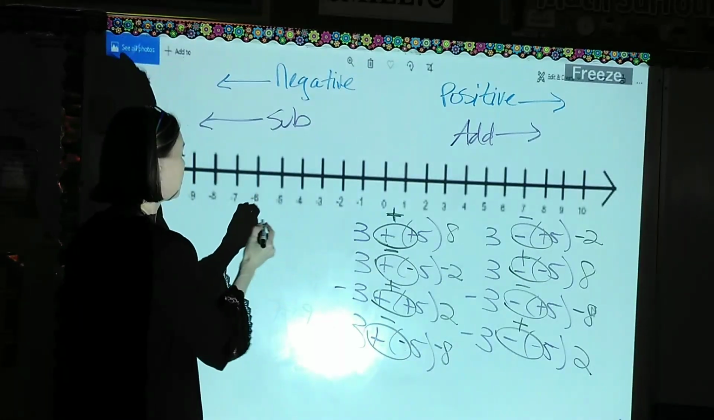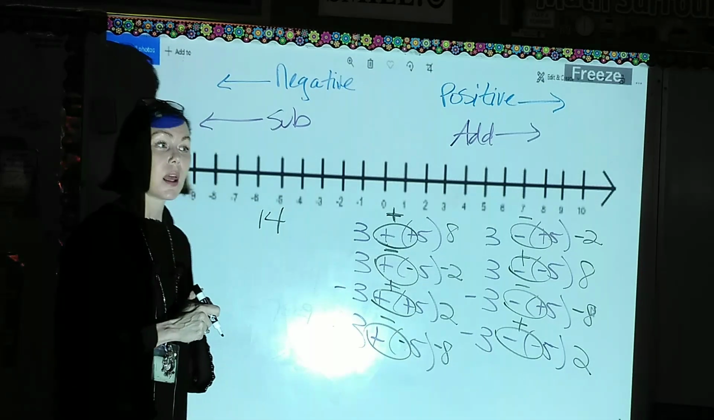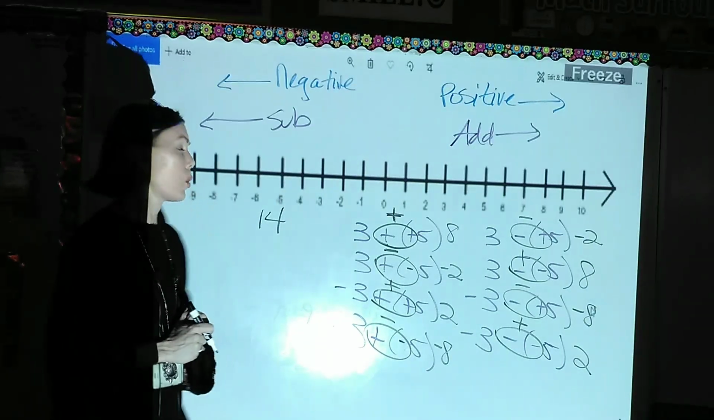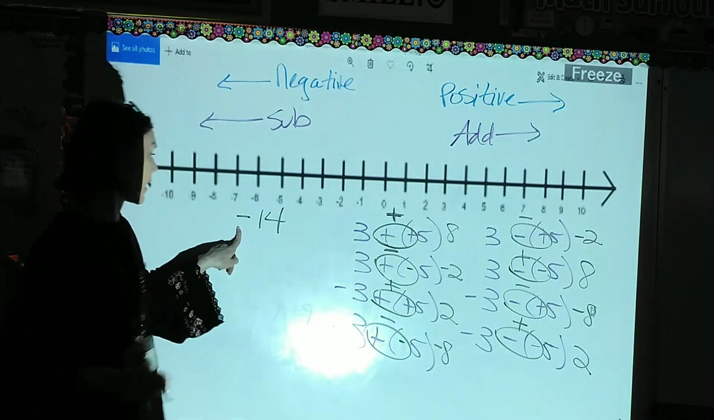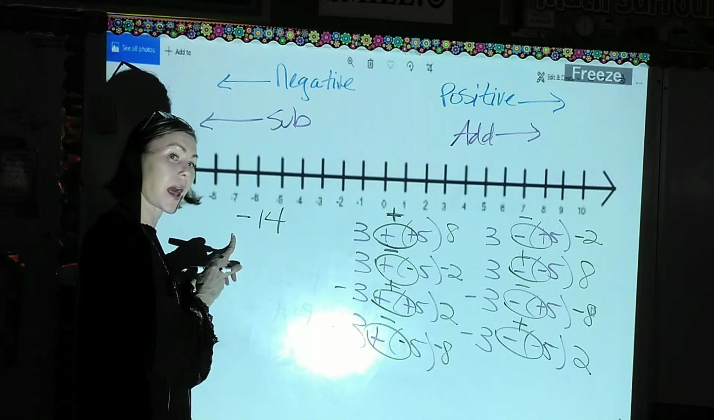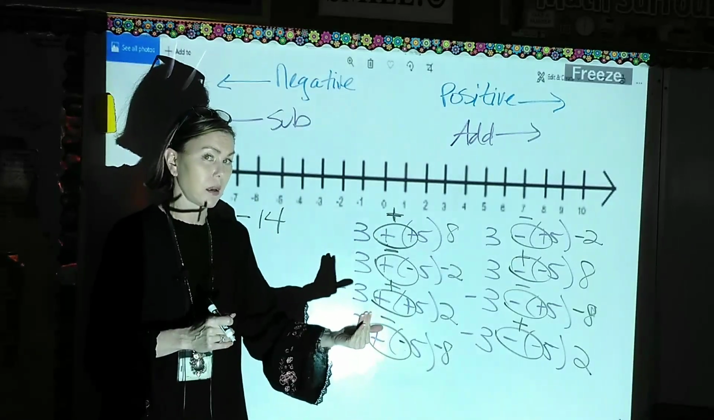So let's say that the movie was $14, okay? And your friend said, I'll pay for your movie. Well, then that means you owe. That's what the negative symbol means. The negative symbol means that you owe your friend $14 because your friend is paying for your movie, okay?